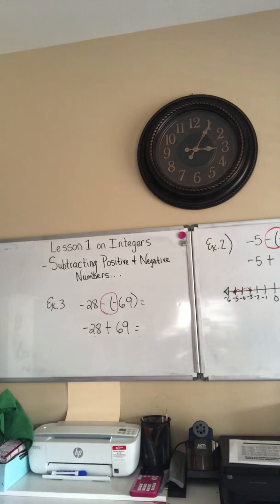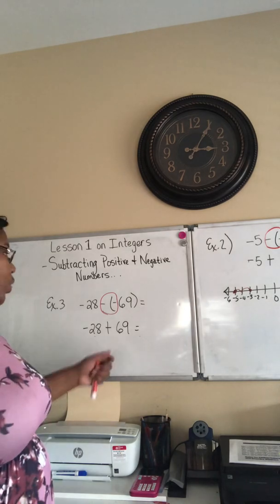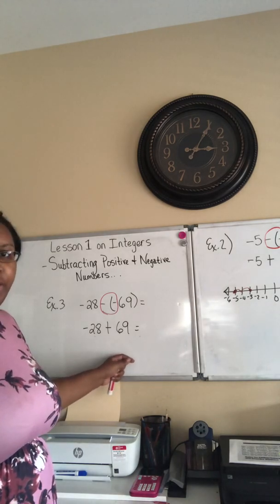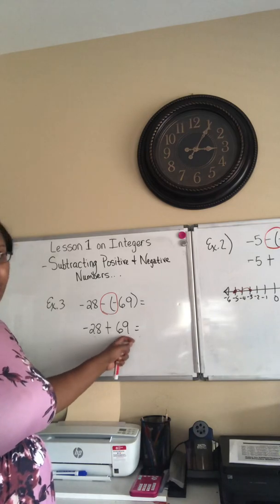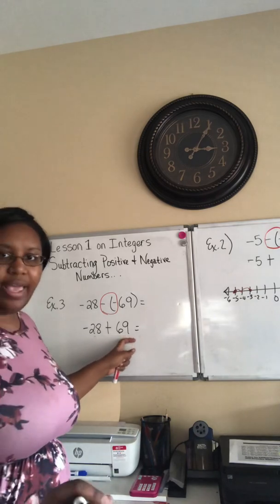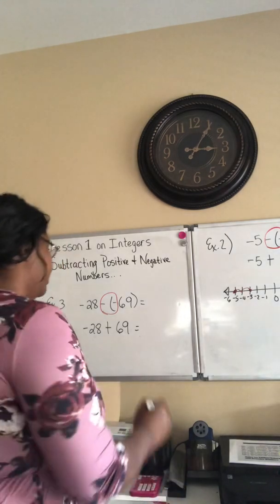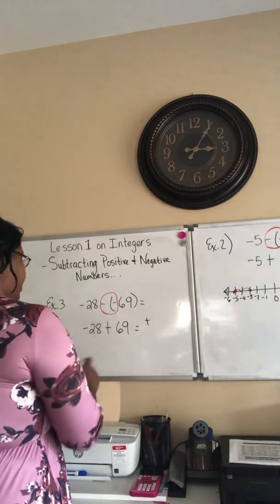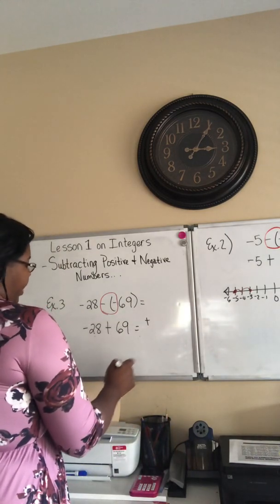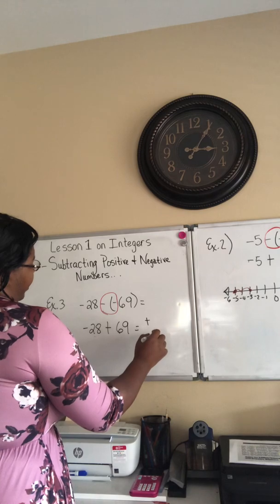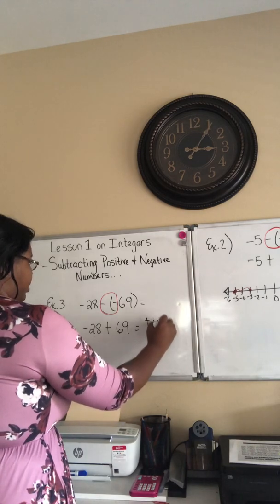Now, we should stop right here. What is the sign of my answer going to be? I look at the two, the 69 is bigger, so the sign of my answer has to be positive. Then I take 69 and subtract 28, and I get 41.